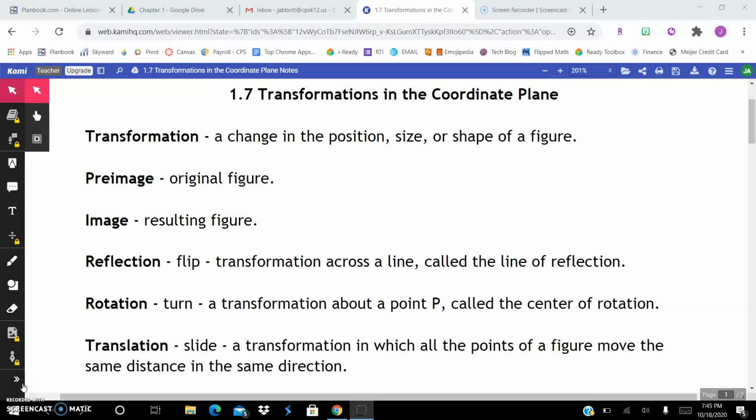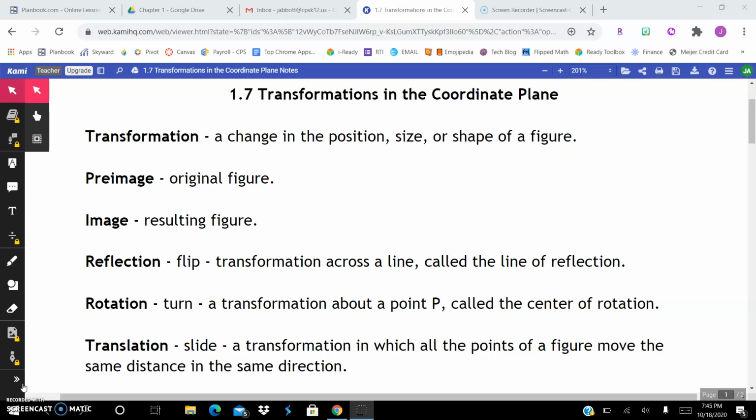For the last section of chapter 1, we're going to look at transformations in the coordinate plane. So to start off with here, we have some vocab terms. A transformation is a change in the position, size, or shape of a figure. So moving it around in that coordinate plane.